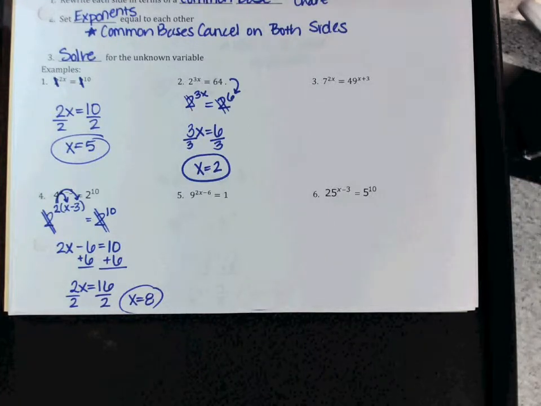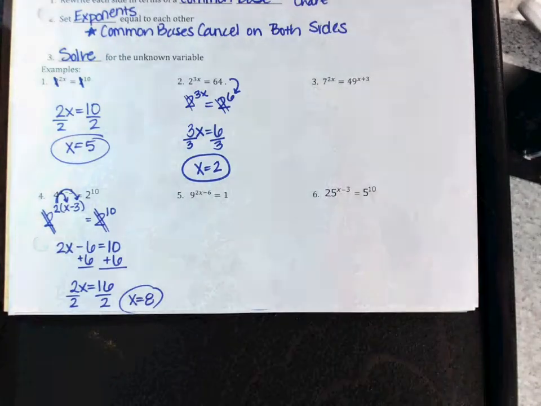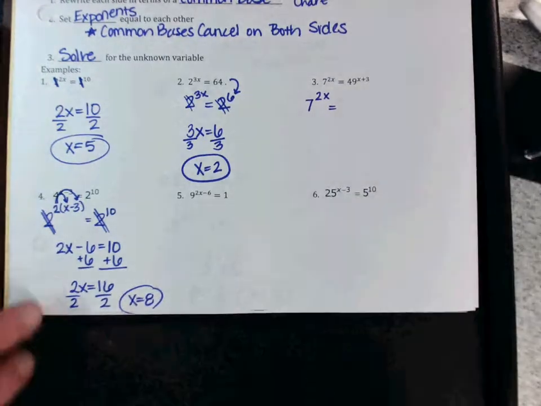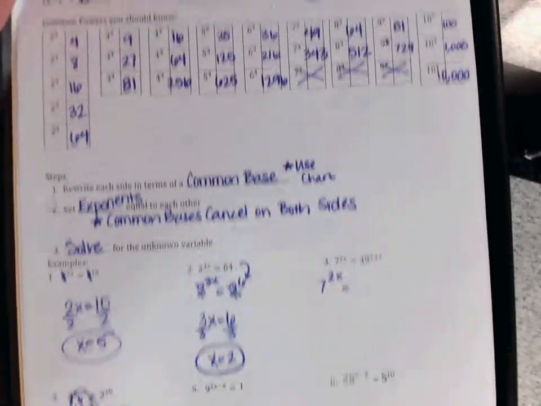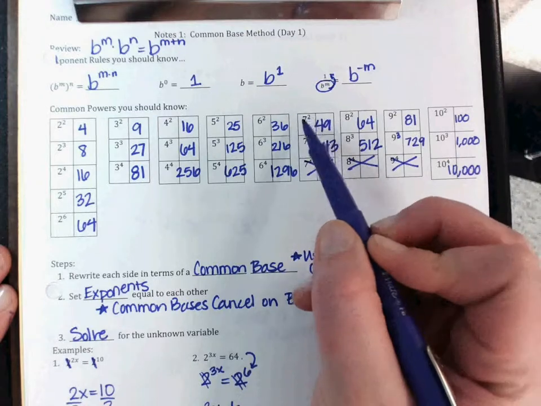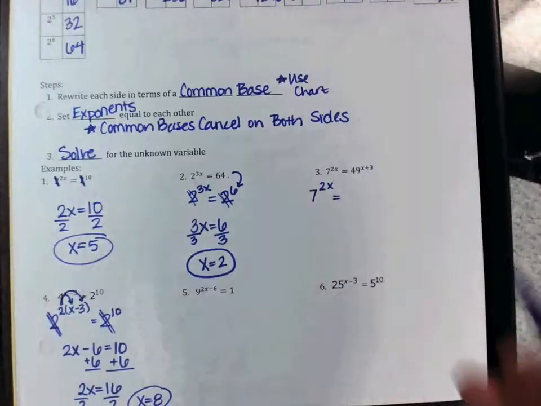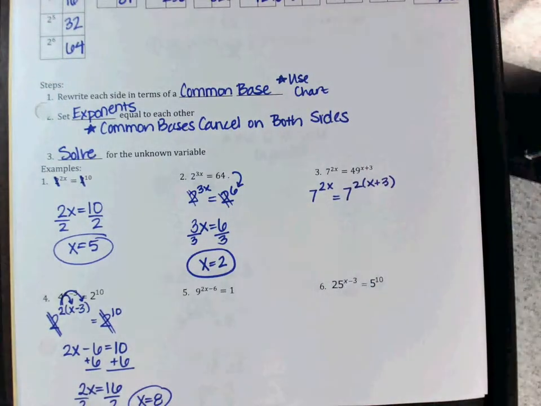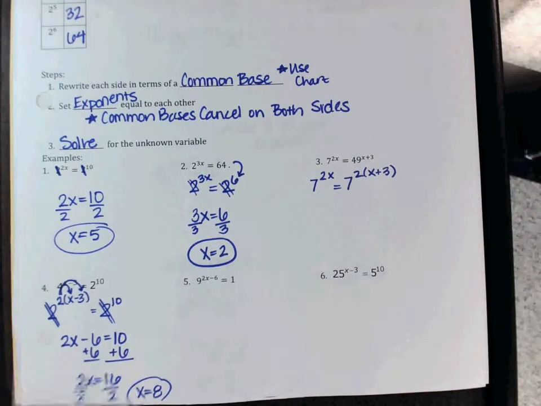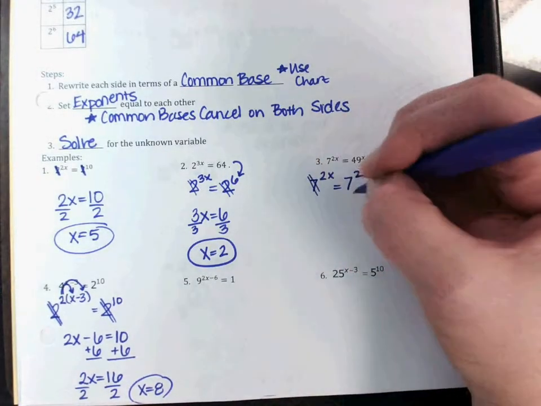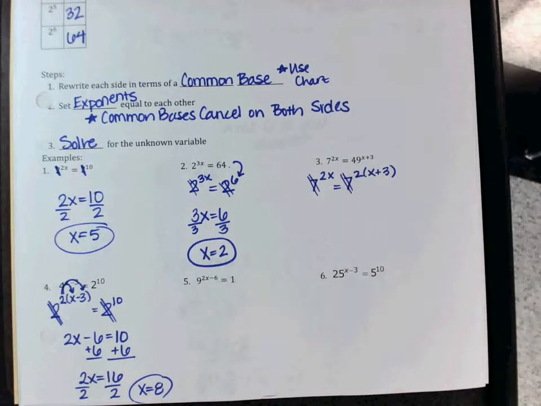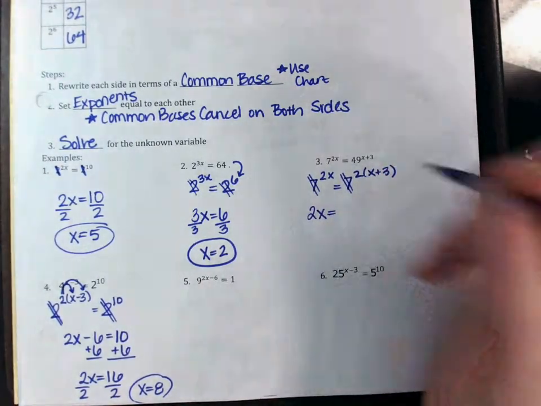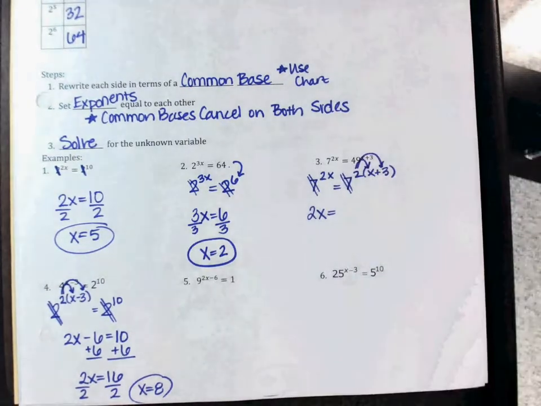So what base do I need 49 to be for it to match the other side? 7. So I have 7 to the 2x equals. Okay, then I'm going to look in my chart. So look right here. Okay, 49 is here. That's 7 to the 2. So I do 7 to the 2, group the x plus 3. Because remember, x plus 3 was already up there. Okay, I cross out my common 7's. And I end up with 2x on the left side. And then on this side, I end up distributing. What do I get over there?